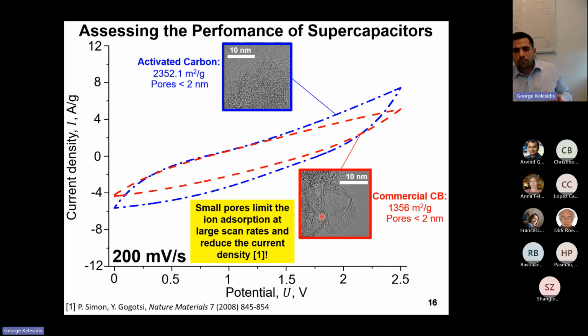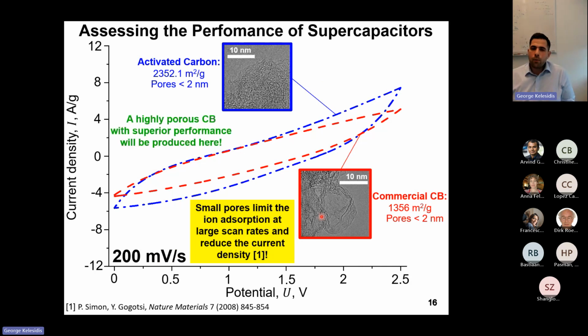By the end of my presentation today, I will show you how we can take advantage of the good understanding of carbonaceous nanoparticle dynamics that we have developed as a community for combustion synthesis of soot, and we can design this way supercapacitors that exhibit a superior performance, even at such large scan rates.